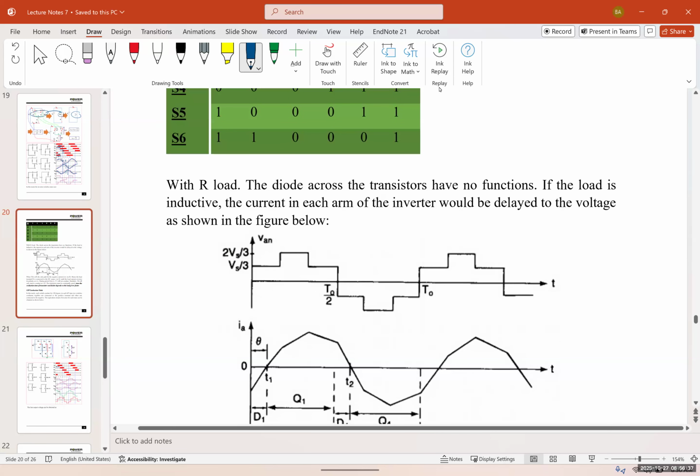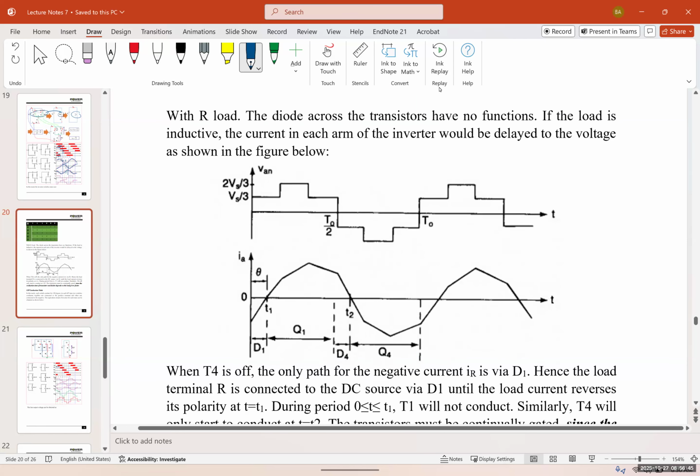If the load is inductive, the current in each arm of the inverter would be related to the voltage as shown in the following figure. You can see that there is a small shift between the voltage and the current because of the inductor, which we show with theta.